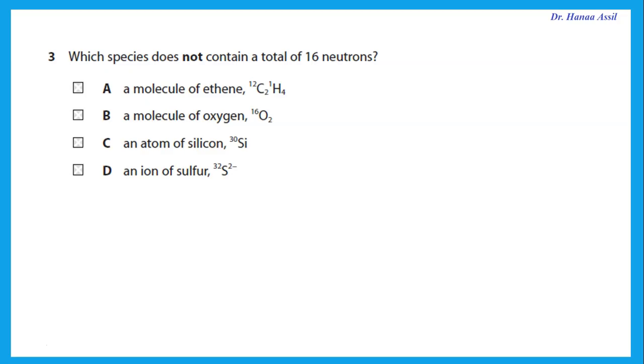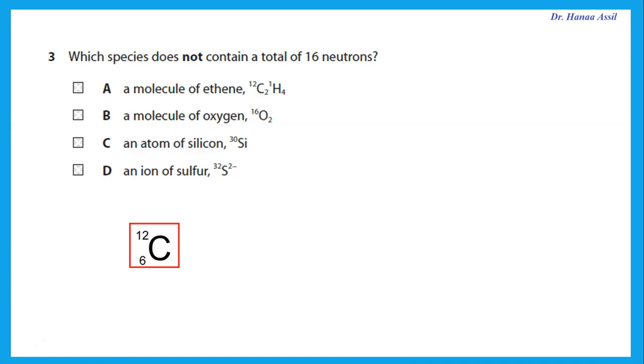Okay, question 3 says, which species does not contain a total of 16 neutrons? So let's take them one by one and see how many neutrons. So in A, we have ethene, and you should remember, or actually he tells you, ethene has 2 carbons. Each of them has how many neutrons? Remember, the number of neutrons is the mass number minus the atomic number. So each carbon has 6 neutrons. I have 2 of them.